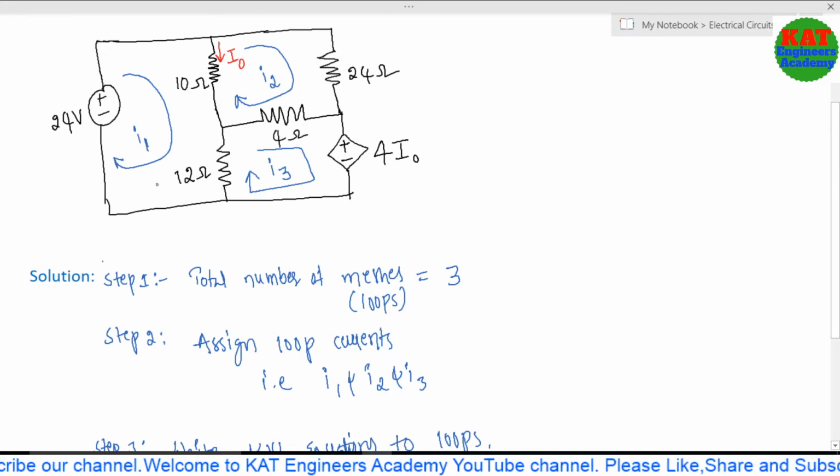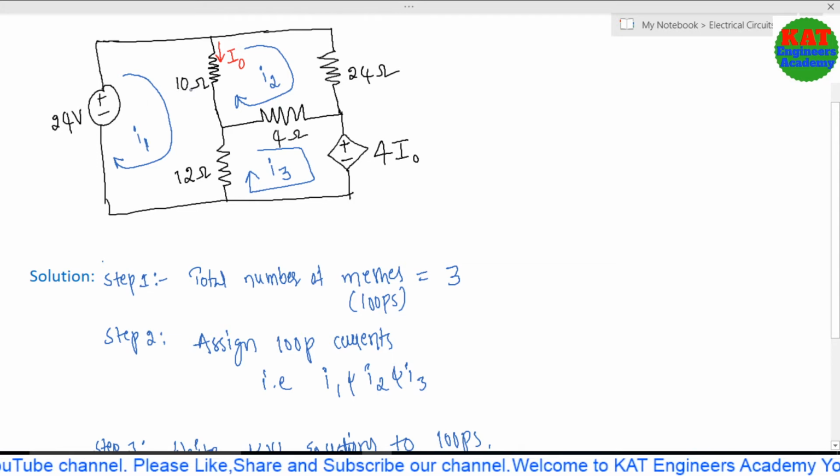This is the loop. In this loop we have 24 volts, 10 ohms and 12 ohms. First you consider the 24 volts from negative to positive, which is a rise in potential. Always consider a rise in potential as negative and a drop in potential as positive. Vice versa is also fine, you can consider as you wish, but my method is to take this one as negative and the next one as positive. So minus 24.